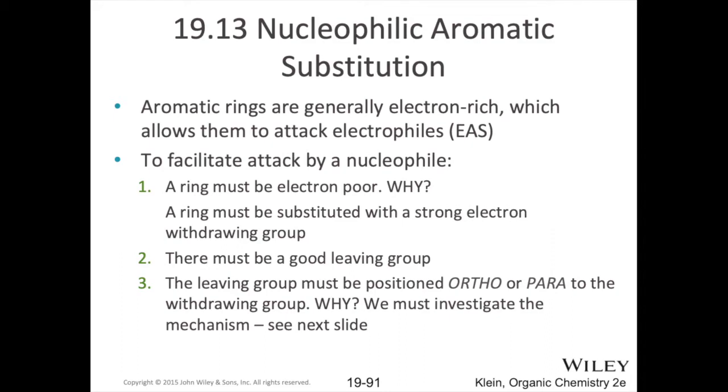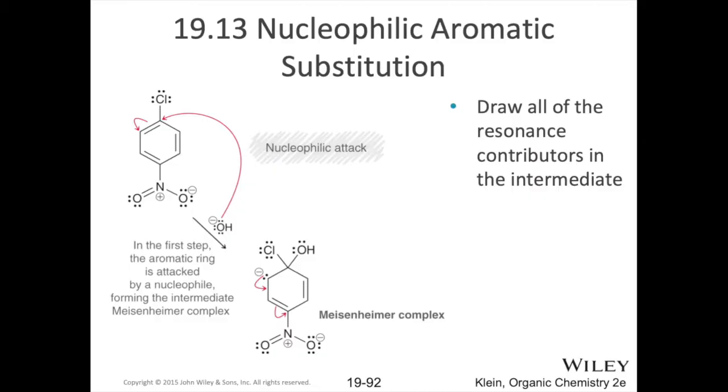Now, why is this? We're going to see in the mechanism, basically look at the intermediates and look at the charges on those intermediates. So if we start off with our reactant, we have our two required groups. We have our electron withdrawing nitro group. We have our leaving group, in this example a chlorine, and we have them para to each other. We start off with our nucleophilic attack. A nucleophile comes in, and we have it attacking the site where our leaving group is attached, because eventually we want that to leave.